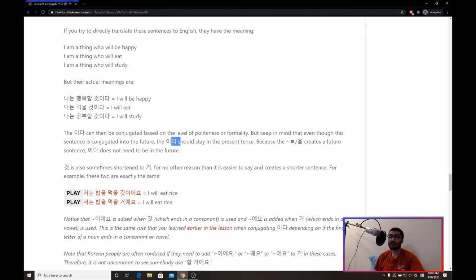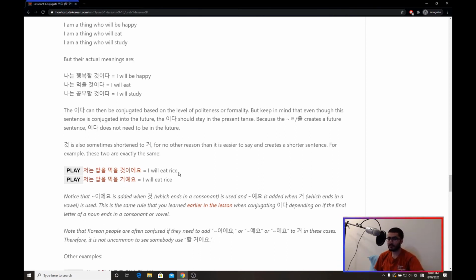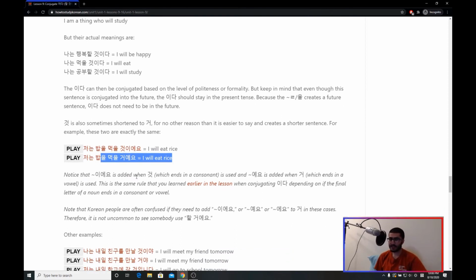Now, 것 is also sometimes shortened to 거 for no other reason than it's easier to say and creates a shorter sentence. So, 저는 밥을 먹을 것이에요 versus 저는 밥을 먹을 거예요. Now, I would almost never say this sentence. I would almost always say this sentence. You're probably 90% of the time going to hear this instead of 것이에요. Notice that 이에요 is added when 것, which ends in a 받침, a consonant, is used. So that's why it's 이에요, and here it's 예요 because there's no 시읏 anymore.